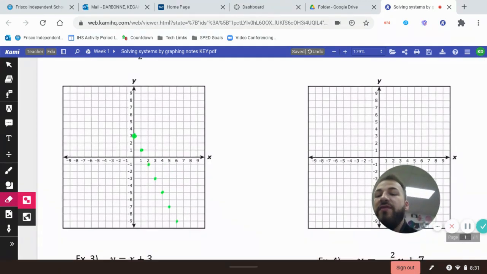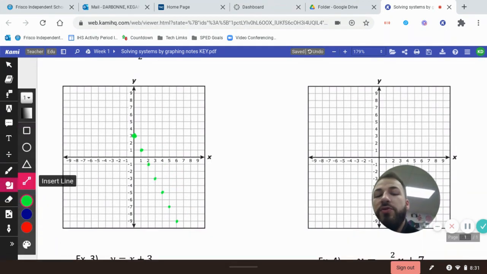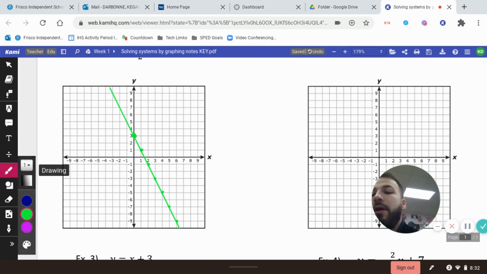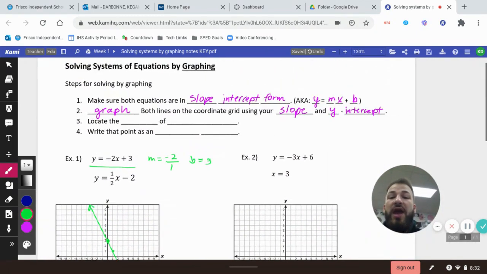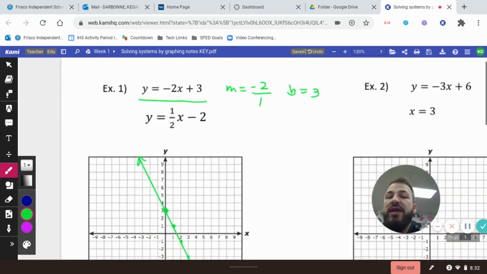So once you feel like you have enough points, you can come over to your line tool and insert that line into your graph. Add your arrows onto the end of your line to denote that it's continuous, and we're good. That's one graph down. Okay, so we have to graph both lines, so now we have to do the second one.